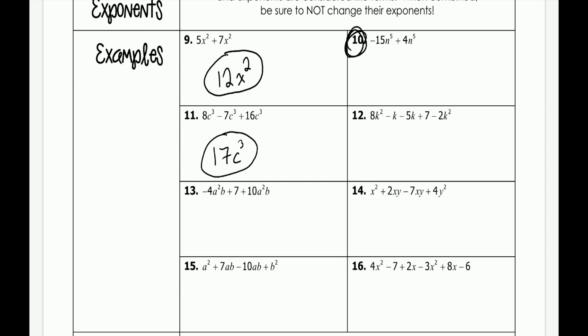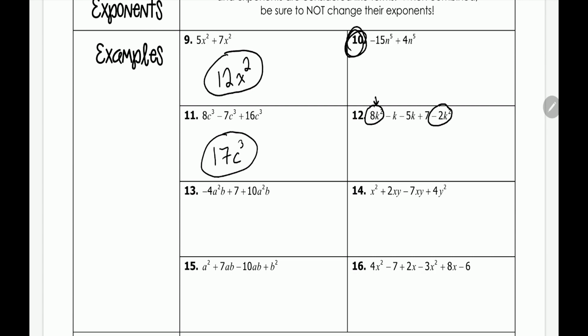Number 12. We have 8k squared minus k minus 5k plus 7 minus 2k squared. So let's look at the first term, the 8k squared. We're going to circle everything that has a k squared and only a k squared. So we have 8k squared and negative 2k squared. Now we're going to combine those two.